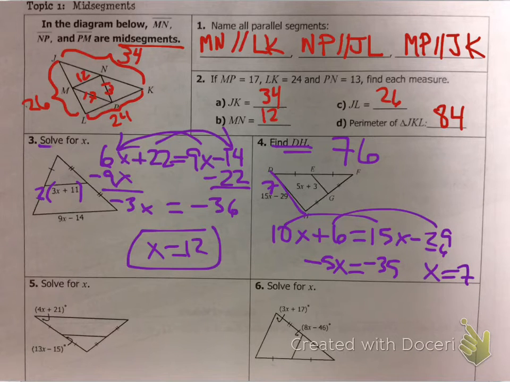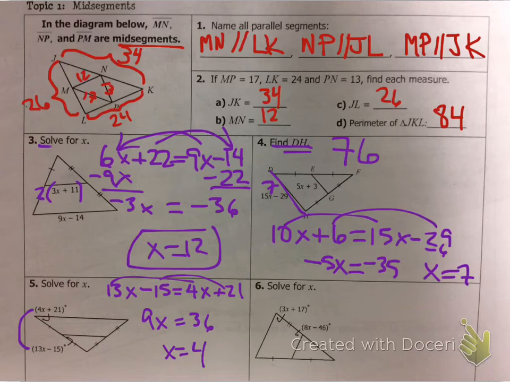Now, on these next ones, you've got to remember, like for number 5 here, that these two are corresponding. So that means they're equal to each other. So here I would have 13x minus 15 is equal to 4x plus 21. So that moved variables left, numbers to the right. 9x would be 36. So x is equal to 4. And you're done.